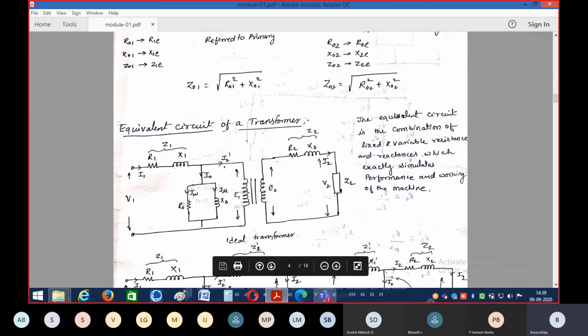Okay, across the primary we always apply the input voltage to the primary winding. We always connect the load across the secondary winding. The input voltage applied to the primary winding is called V1. Okay, this is V1, and the current carried by the primary winding is called I1. The total current drawn from the supply is called I1.